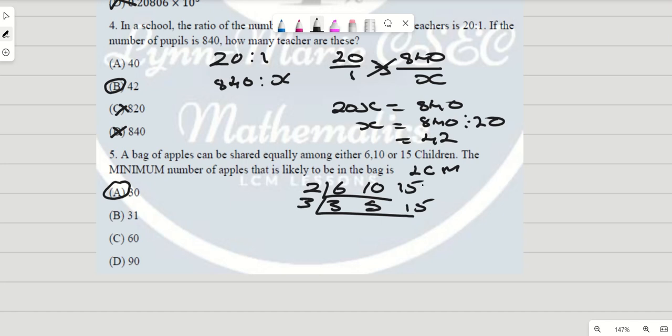The next one would be 3: 1, 5, and 5. Then we use 5 again: 1, 1, 1. Once we get 1, remember the numbers outside here must be prime numbers. We're going from the smallest prime number to the larger ones. So it'll be 2 by 3 by 5. 2 3s are 6. 6 5s are 30. So my answer is E.